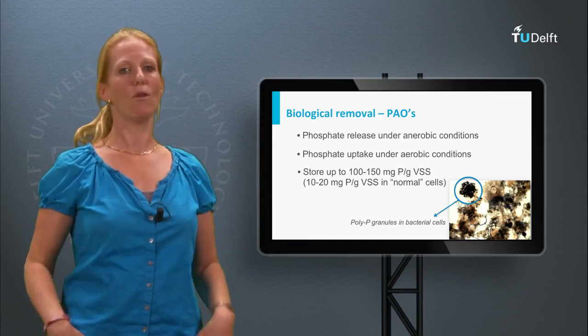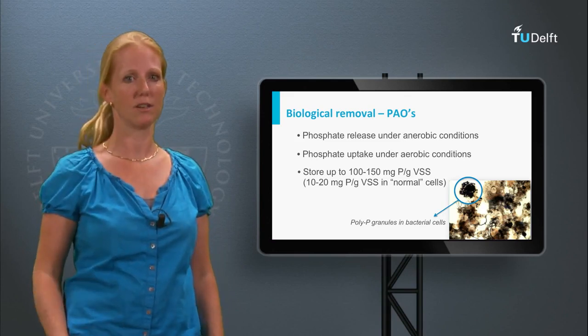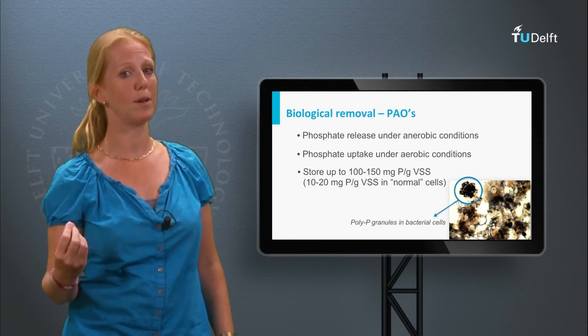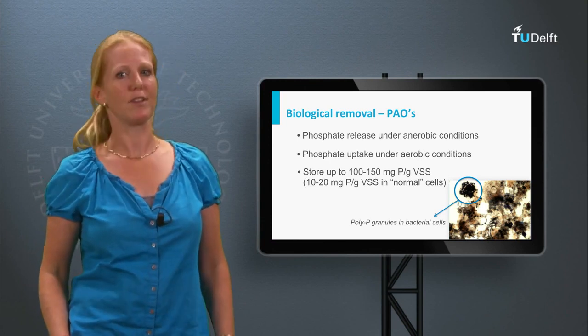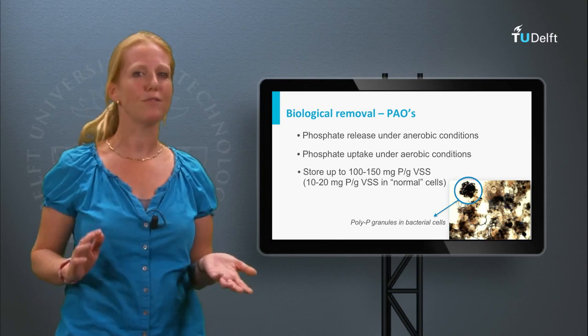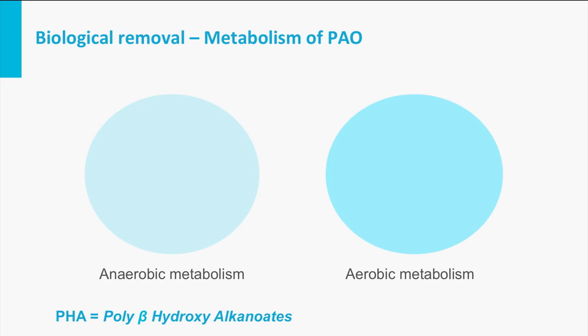They are capable of storing high quantities of polyphosphate in their cells. In short, polyphosphate is referred to as poly-P. The PAO have the ability to accumulate phosphorus to approximately 10 to 15% of their cell dry mass. The metabolism of the PAO consists of an anaerobic storage stage and an aerobic oxidation stage.